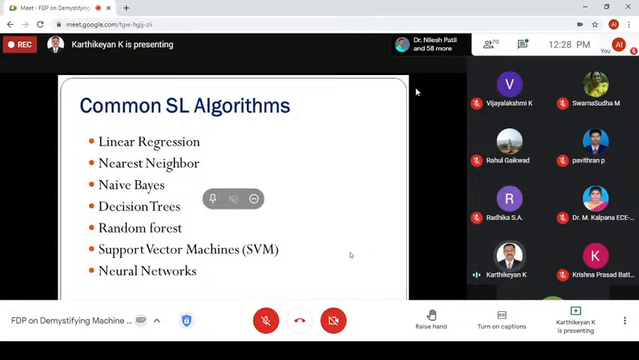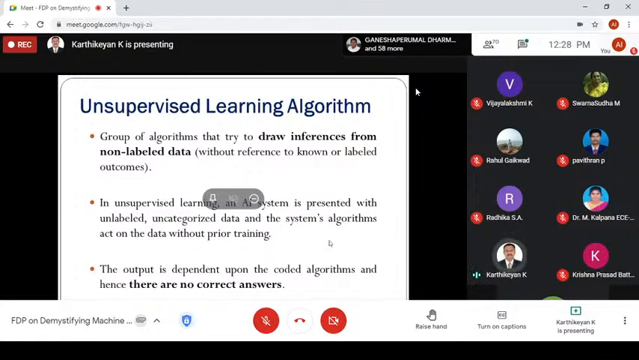in our FTP sessions. So we don't have support vector machines and we don't have neural networks, but of course, all these 5 topics we are going to see in the FTP. Okay. Now these are all the common examples of supervised learning algorithms. Now I am going for the unsupervised learning algorithm. First, we will see the classifications.